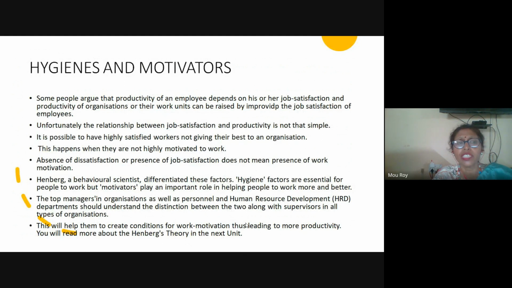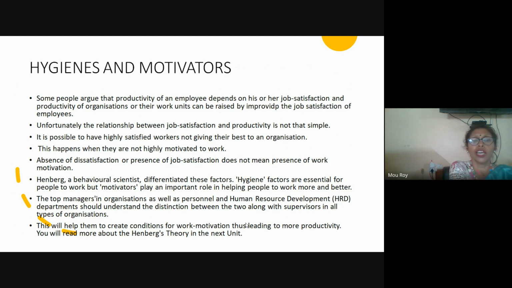Hygiene and motivators. Some people argue that the productivity of an employee depends on his job satisfaction. If the employees are satisfied, then obviously it would result in higher productivity. Once the production of an organization increases, it also creates more revenue for the organization. It is very necessary to have highly satisfied workers, because once the employees are satisfied, they can give their best to the organization. So motivation is very much required. But the absence of dissatisfaction, or the presence of job satisfaction, does not mean the presence of work motivation.